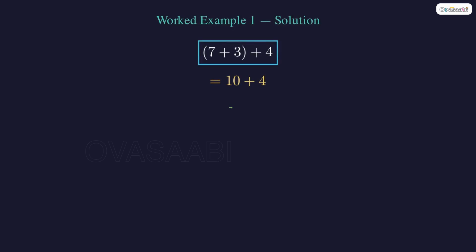Now we add 10 plus 4, which gives 14. See? Smart grouping makes math fast. The properties are like shortcuts on your way home.